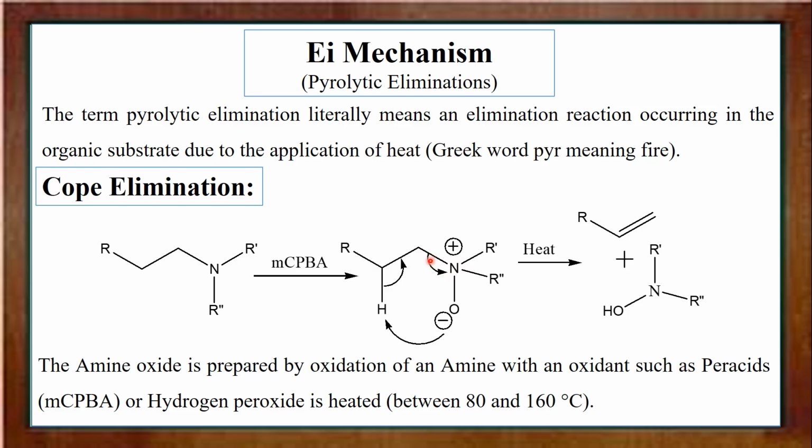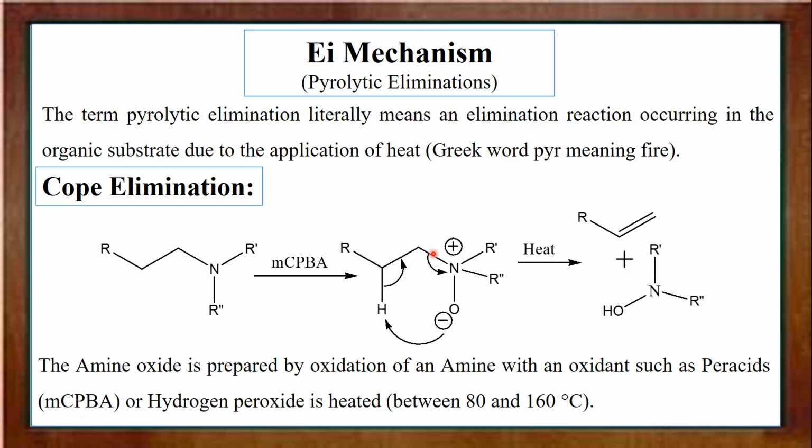Therefore, this is the nucleophilic leaving group, the one that goes out with the bonded electrons. The carbon to which nitrogen is connected is called alpha carbon. The next carbon is beta carbon, and this is beta hydrogen.